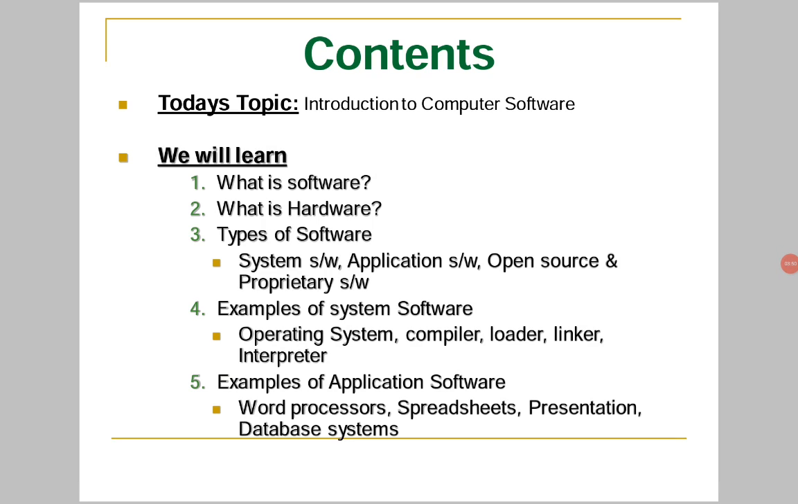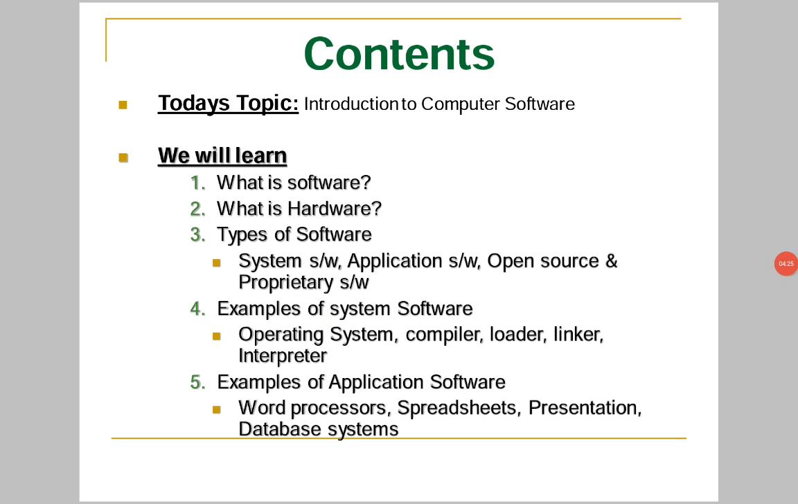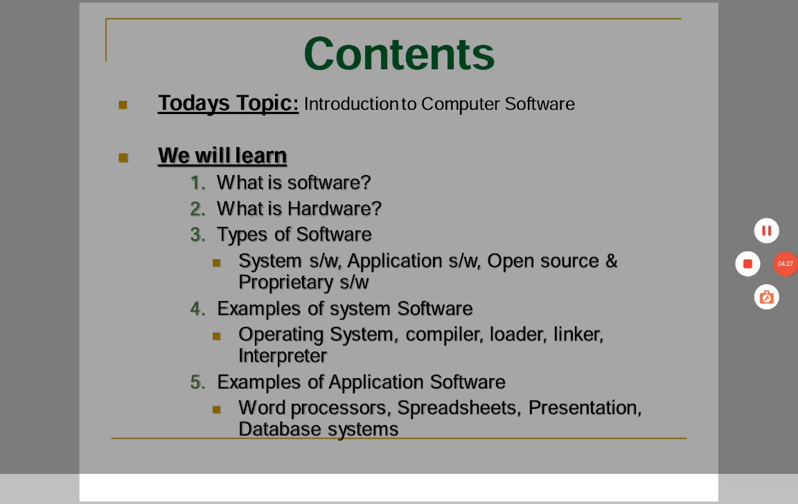So what are today's topics? Introduction to computer software. What is software? What is hardware? Types of softwares: system software, application softwares, open source softwares, and proprietary softwares. Examples of system softwares are operating systems and compilers. What are compilers? What are interpreters? What are linkers? What are translators? All these are called system softwares.